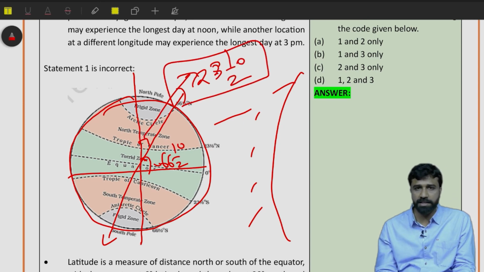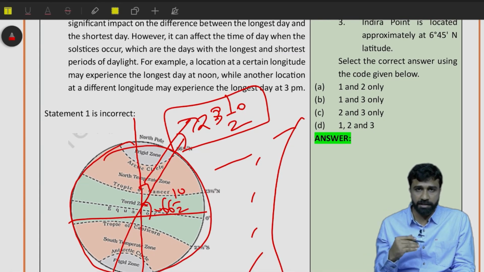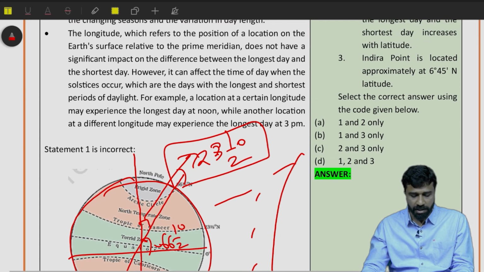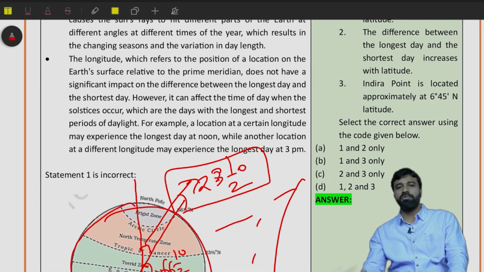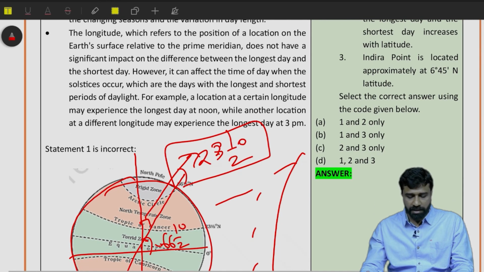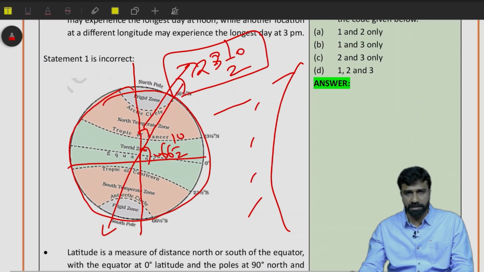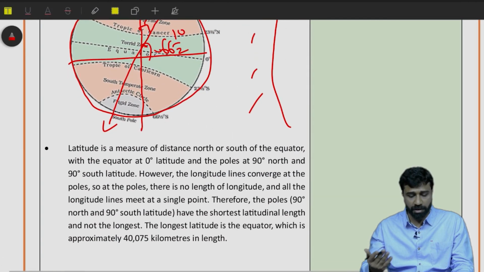Due to this axial tilt of the earth, you witness the frequent changes of days and nights based on the seasons. In the summer and winter solstice times, in the summer you find 14 hours of longest day. In the winter you find only 10 hours of daylight in the northern hemisphere. Similarly in the southern hemisphere, based on the summer and winter solstice. This is a basic concept that you have to learn.